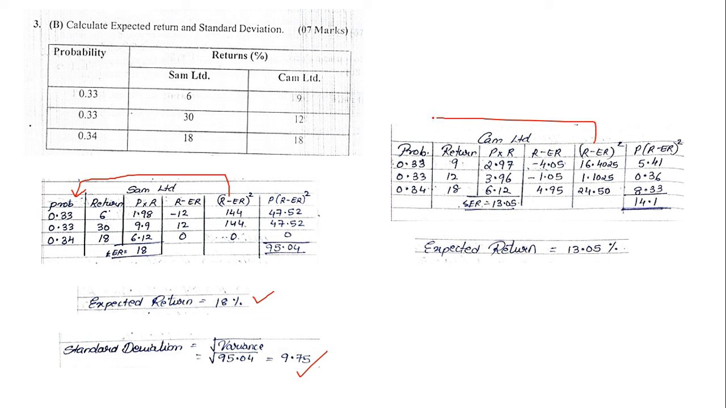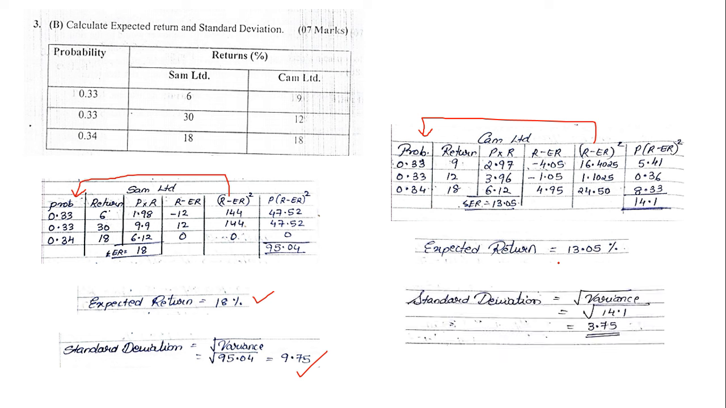Once you get the squares, multiply them with the probability: 5.41, 0.36, 8.33, and the total comes to 14.1. Therefore, the standard deviation is nothing but the square root of the variance of 14.1, which comes to 3.75.